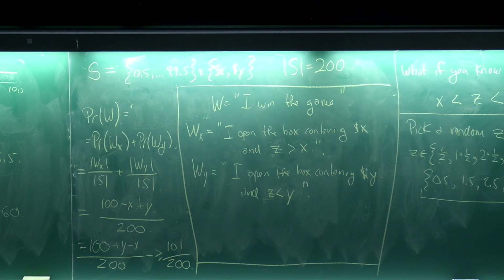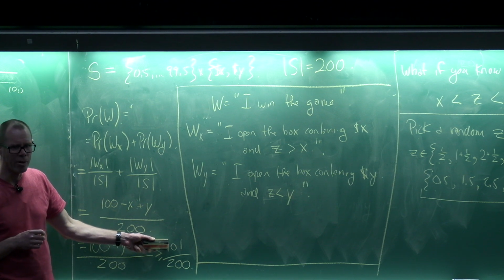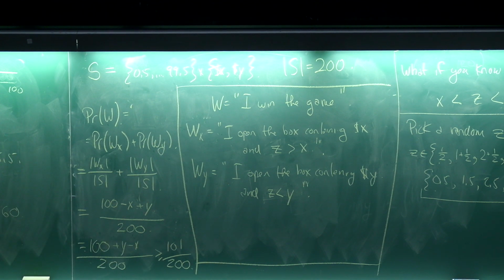If they're adjacent, there's only one number you can pick that's going to guarantee that you win. But if it's 0 and 100, you are certainly guaranteed. In fact, then this becomes 200 out of 200.